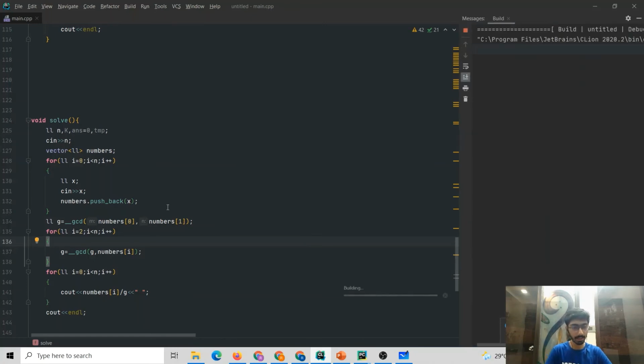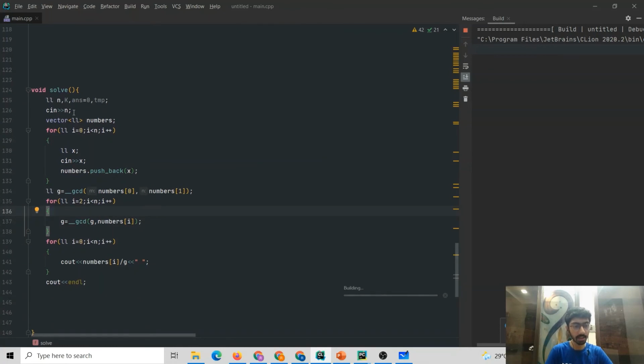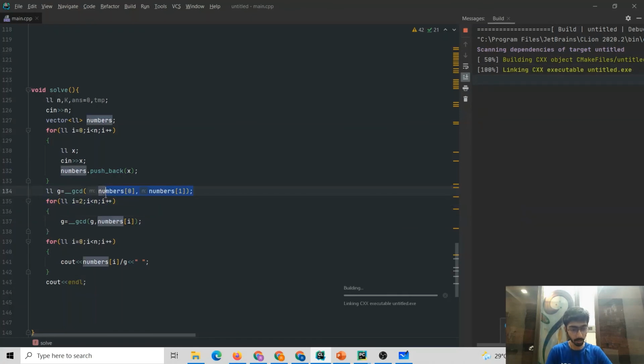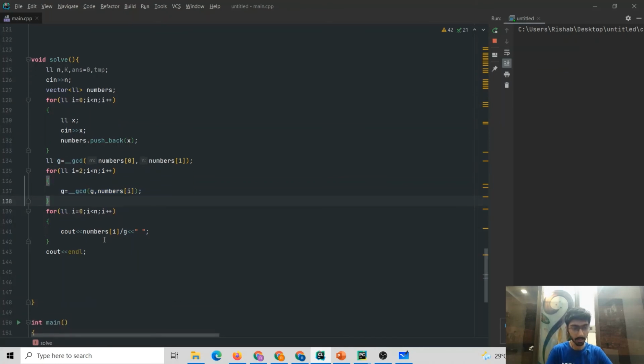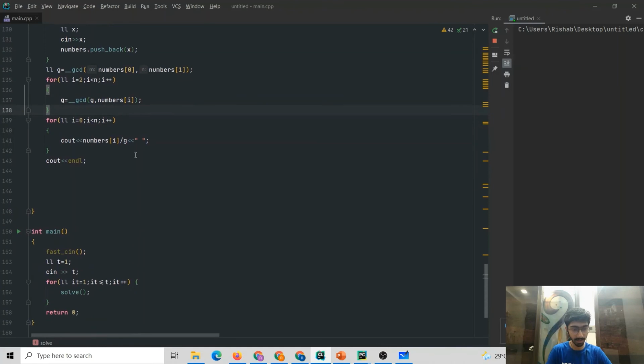While the solution gets built, let us summarize our solution. We have taken the input and stored the input in the numbers array. After that, we are trying to find the GCD of the entire array. For that, we are first taking GCD of numbers of 0 and numbers of 1. After that, we move from 2 to the last element and update our GCD by taking the GCD of the entire array. After that, we iterate through the entire array and then divide each element by the GCD value. And then finally, we are printing the reduced numbers over here, and all those numbers are space separated. After which we leave a new line character.